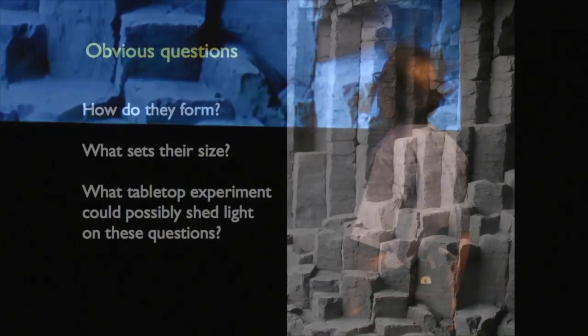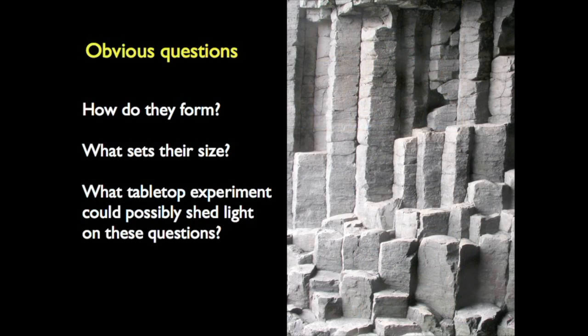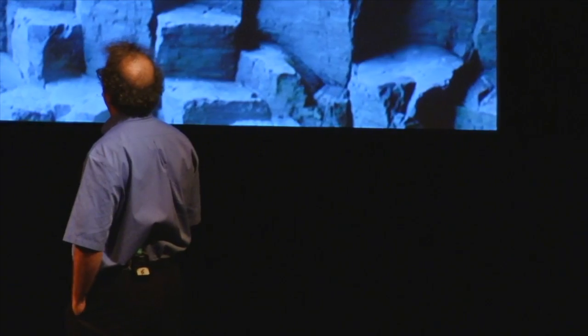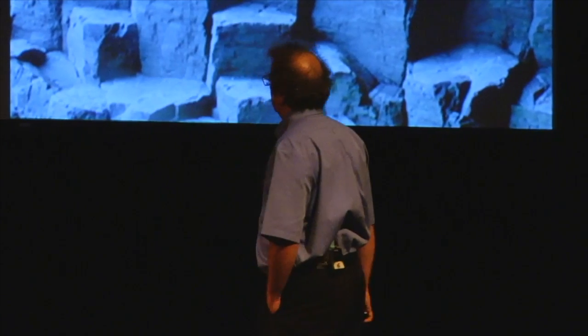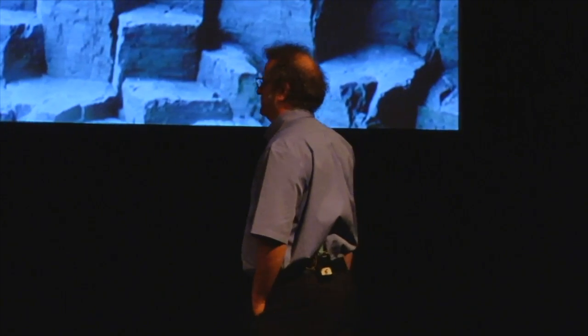So I'm going to answer, I hope, some of the more obvious questions. How do these crazy things form? And what sets their size? And I will argue that the question of what sets the size of the columns is really the important question. And then I will hope to convince you what sort of tabletop experiment could possibly shed light on such questions.